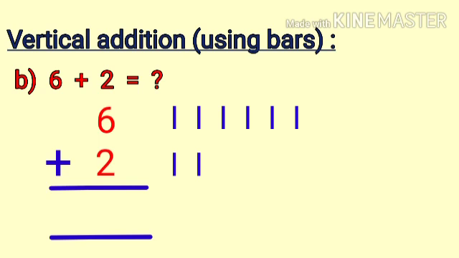Understood, children? Next, we have to count all these bars together. By counting all these bars, we get 8. So, 8 is the result of this addition. Understood, children? By adding 6 and 2, we get 8 as a result.